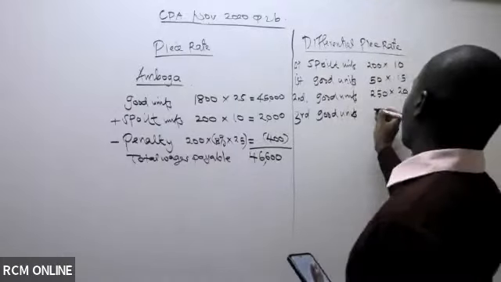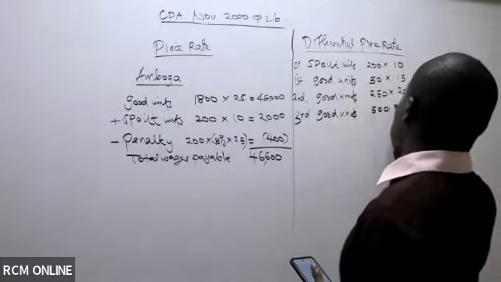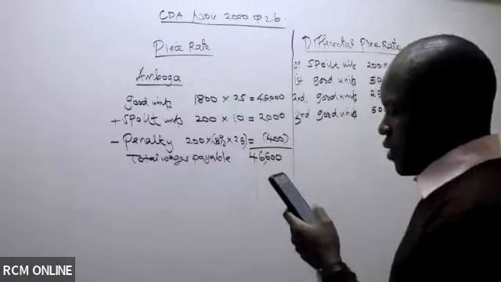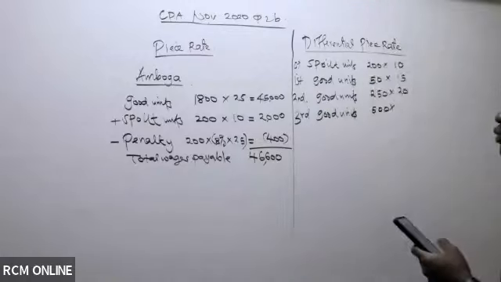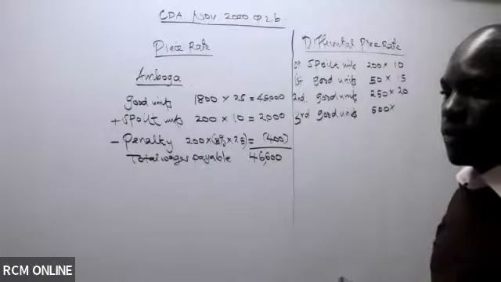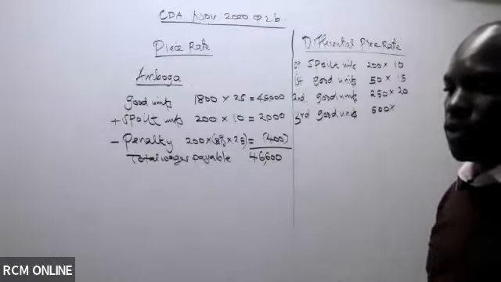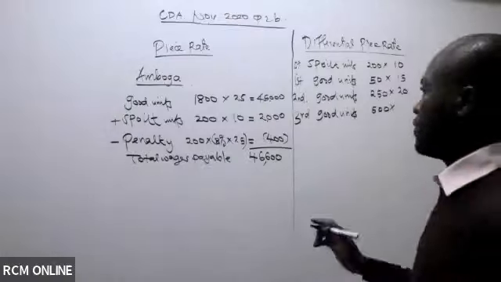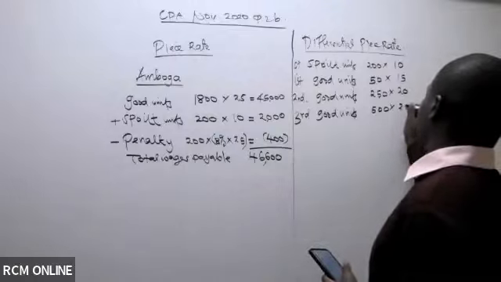We have 500, right? So the 500 units will be paid for at what rate? 25 shillings, right? 5 shillings.